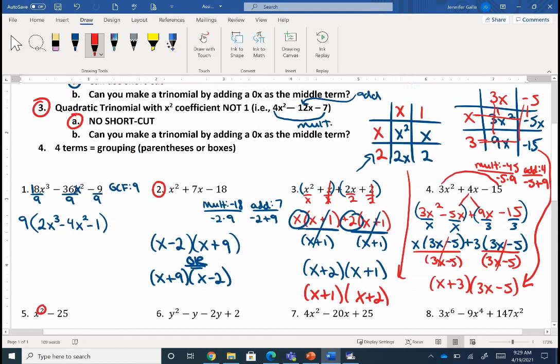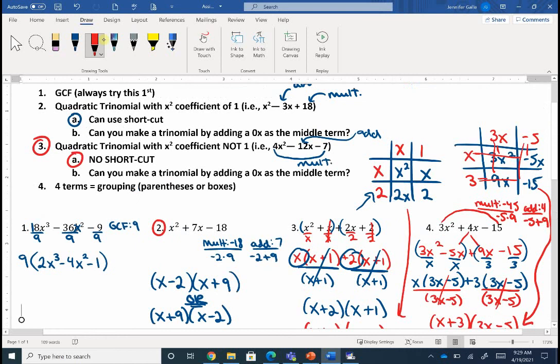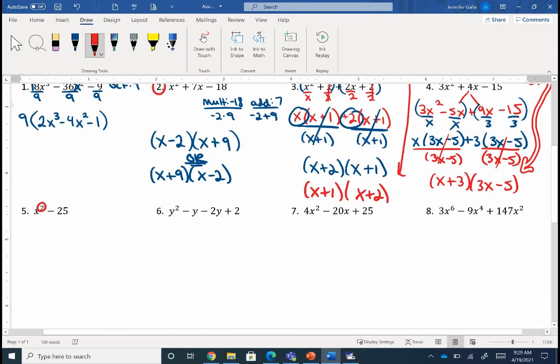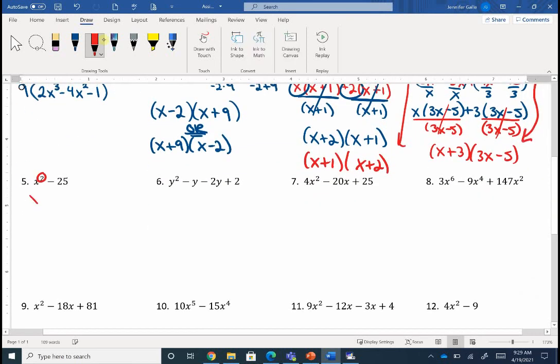So that's where I have part B up here for you. Can you make a trinomial by adding 0x as the middle term? Yes, we can.